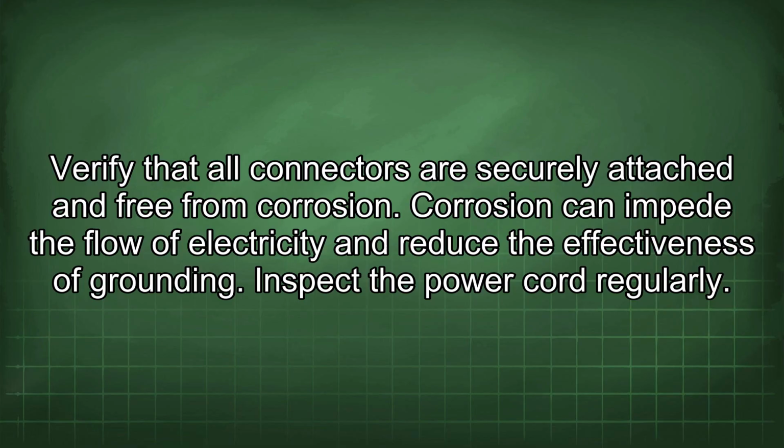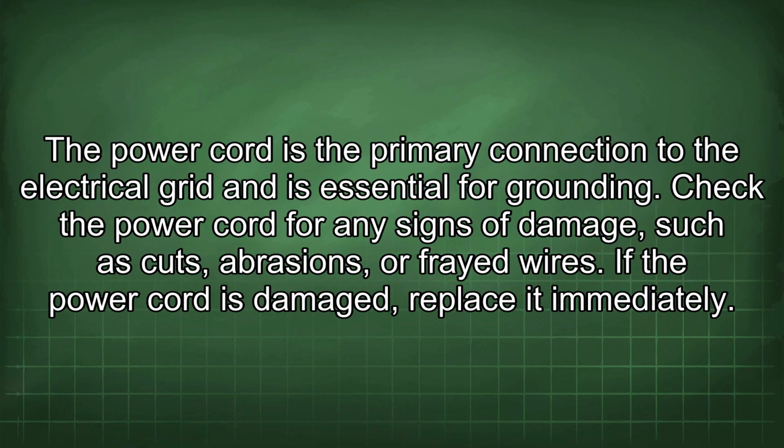Inspect the power cord regularly. A power cord is the primary connection to the electrical grid and is essential for grounding. Check the power cord for any signs of damage, such as cuts, abrasions, or frayed wires. If the power cord is damaged, replace it immediately.